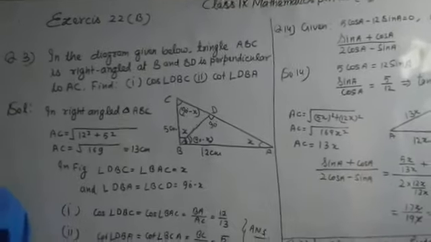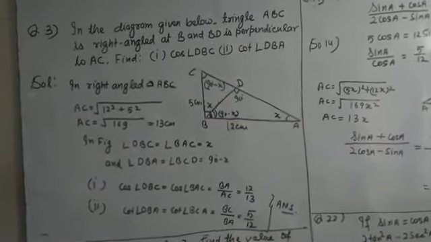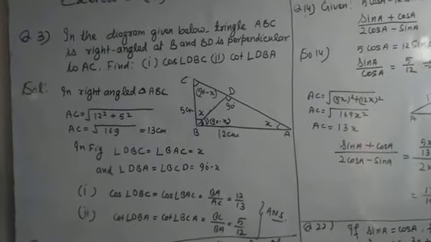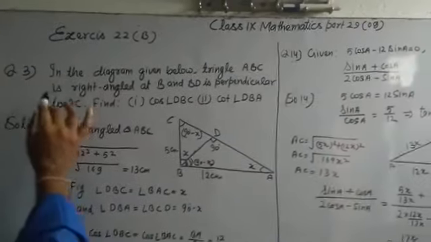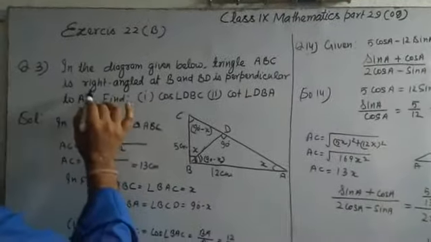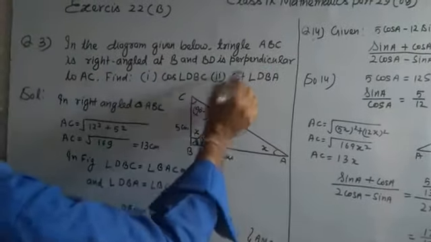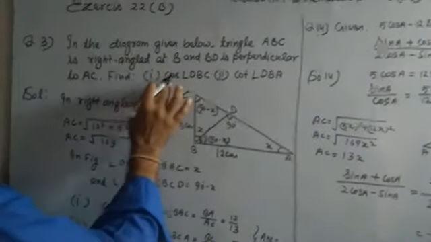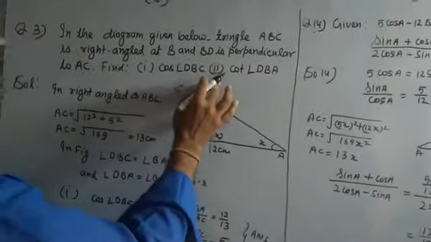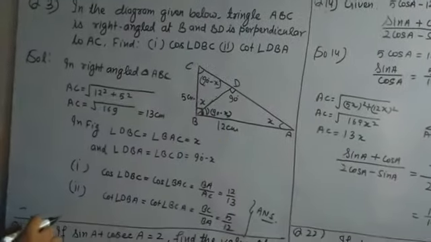Student, are you ready? I am going to explain some numericals related to exercise 22b. Question 3. In the diagram given below, triangle ABC is right angled at B and BD is perpendicular to AC. Find first cos DBC and second cot DBA.